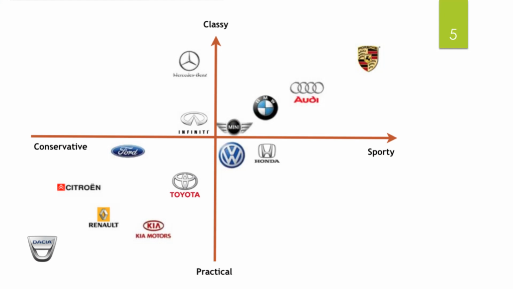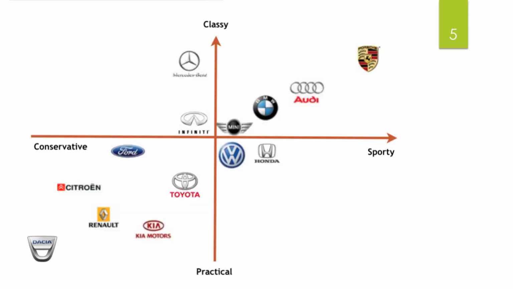If I'm a Toyota, and Toyota is closer to practical than conservative, and it can be a little bit classy, but it's closer to practical and conservative. Whereas Infiniti and BMW Mini are closer to classy than they are to sporty or conservative or even practical. So think about where you want to be in terms of your other competitors and what exactly your customer is looking for, and that's how you would position yourself in your market.